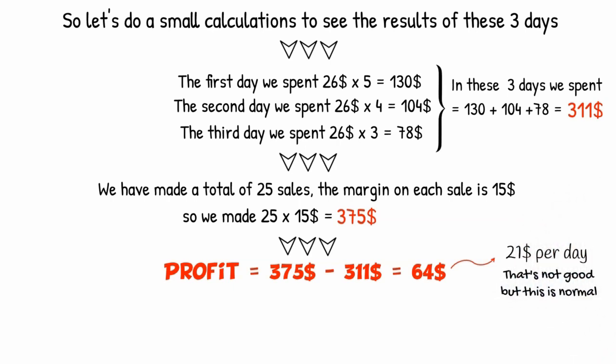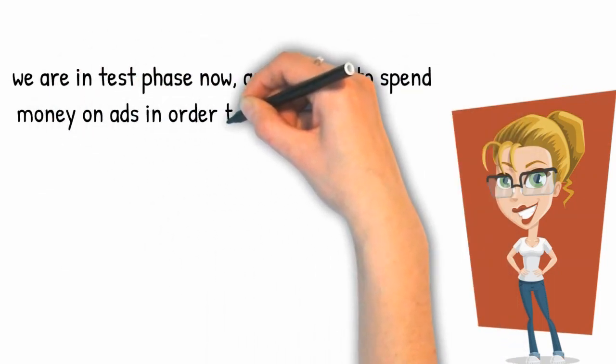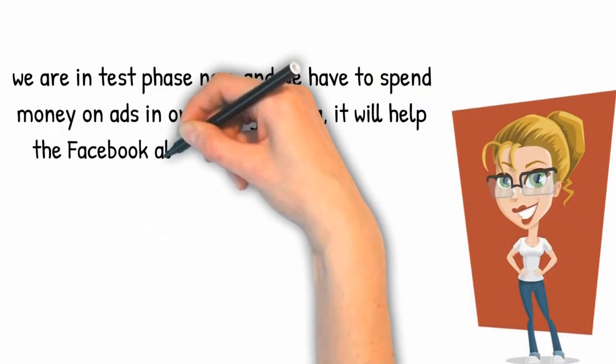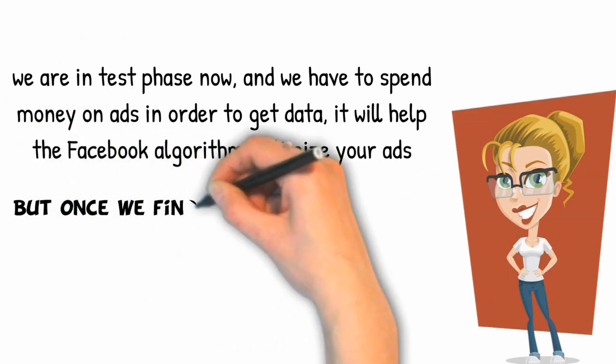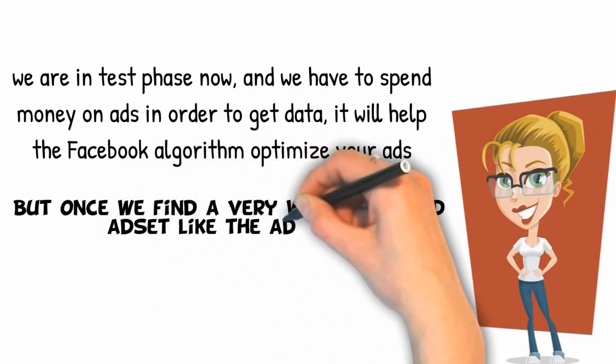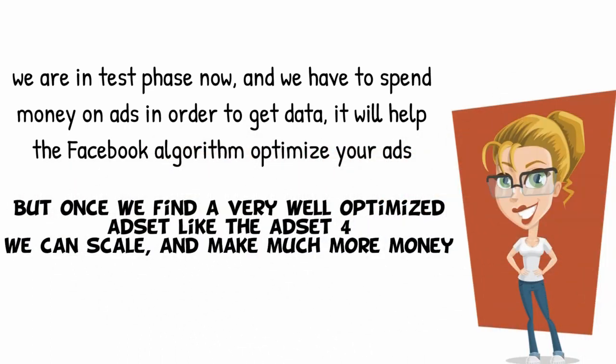I know this number is not that good, but this is very normal. We are in the testing phase now, and we have to spend money on ads in order to get data and in order to help Facebook algorithm optimizing our ads. But once we find a very well optimized ad set like the ad set 4, we can scale and make much more money.